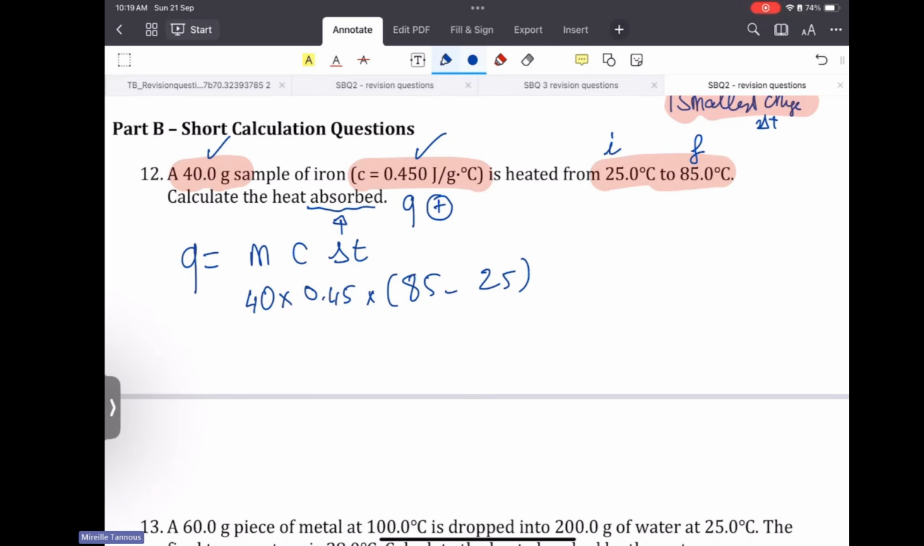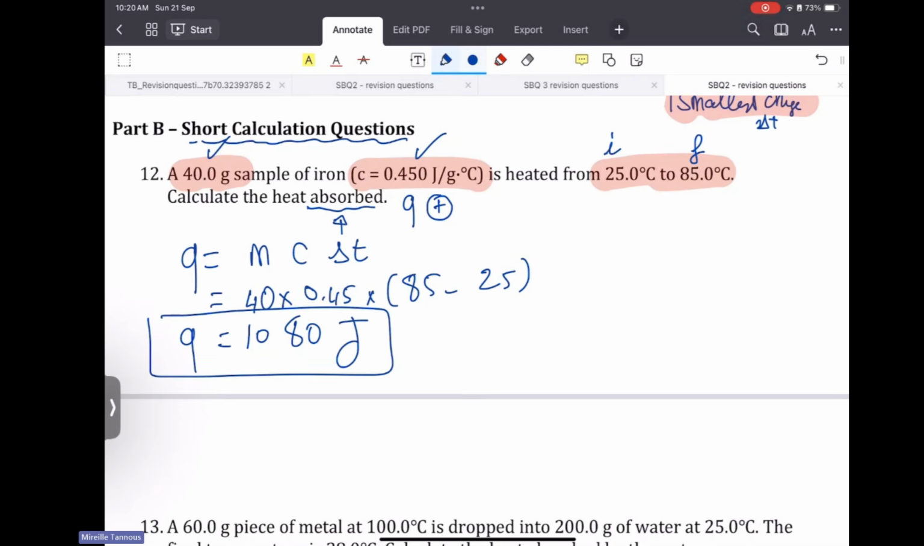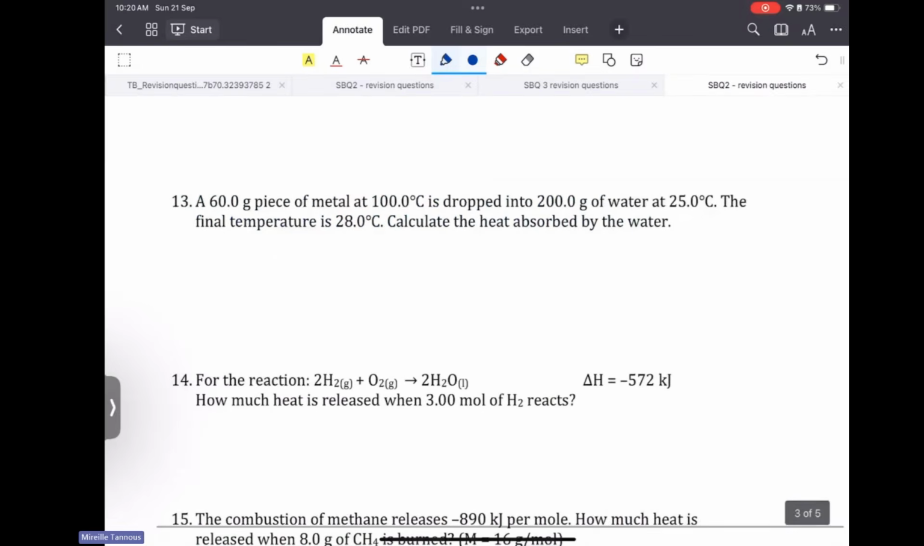Plugging this into the calculator, so 85 minus 25 times 0.45 times 40. The answer is 1080. An answer without a unit is incomplete. To get the full mark in the free response questions, you must put the unit. So here it shows that the answer is positive, so you can know that you don't have mistakes.